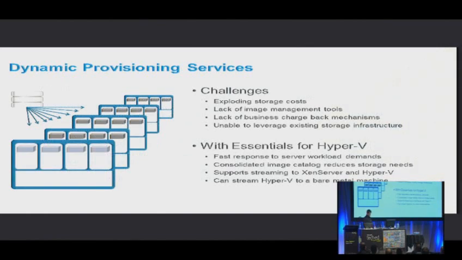Dynamic provisioning is basically about managing your storage and, as Bede mentioned earlier, about streaming down gold images to not just virtual machines but also physical machines. And with integration into System Center, you can actually stream down hypervisors to bare metal as well to actually increase your capabilities to handle that load.